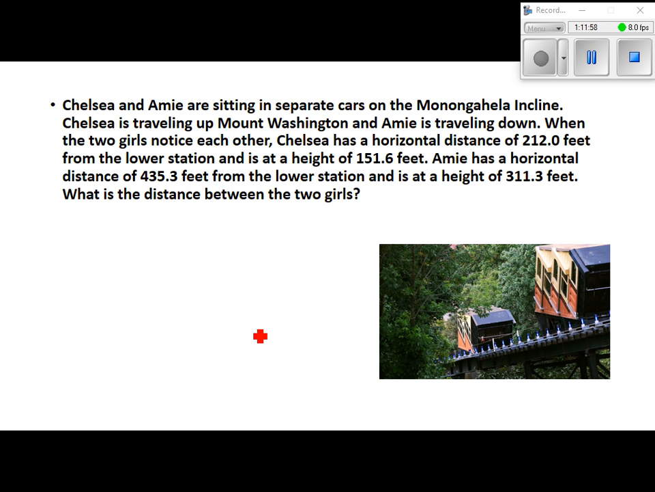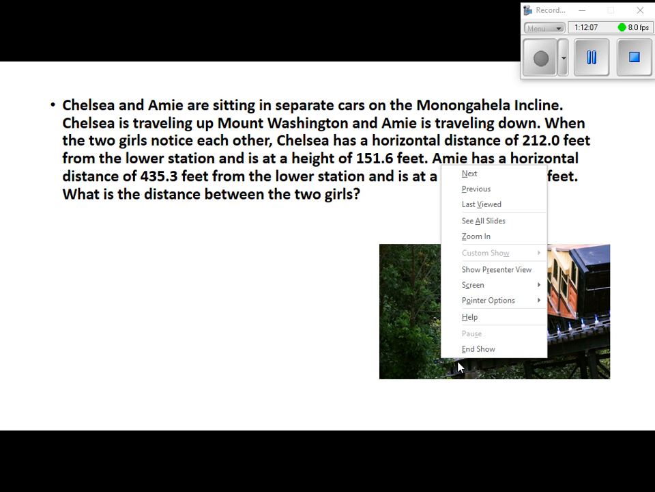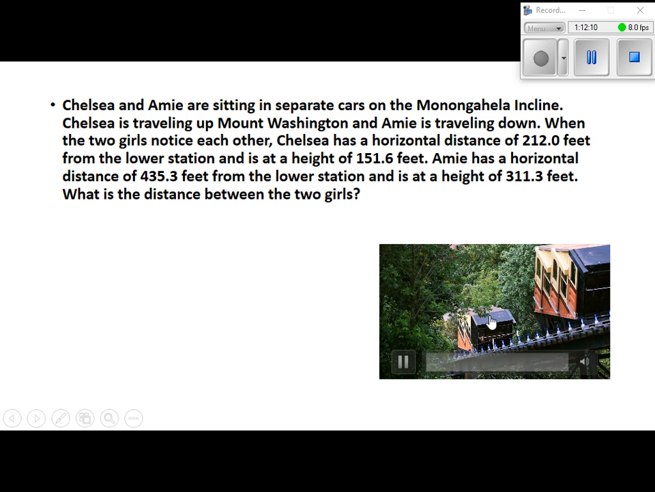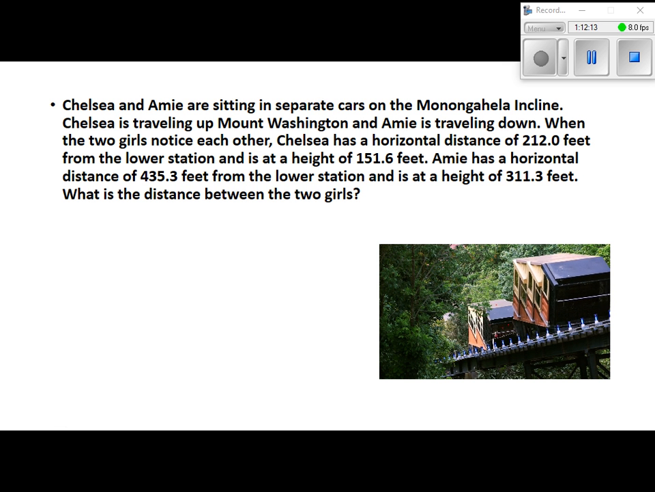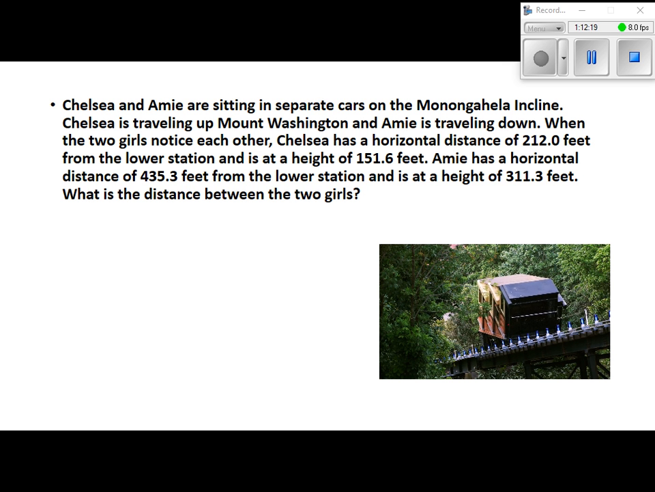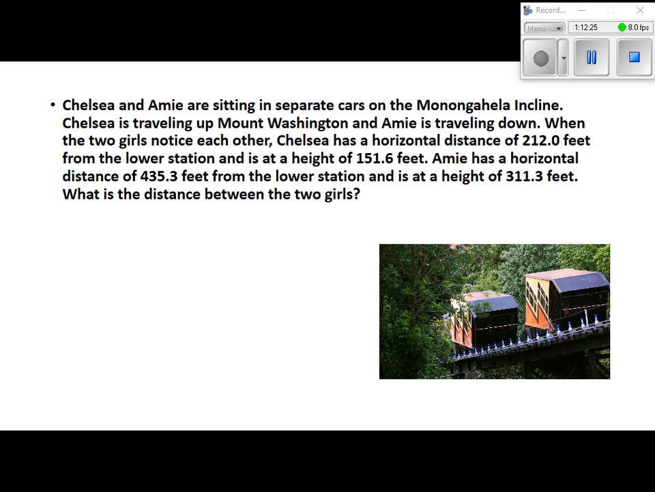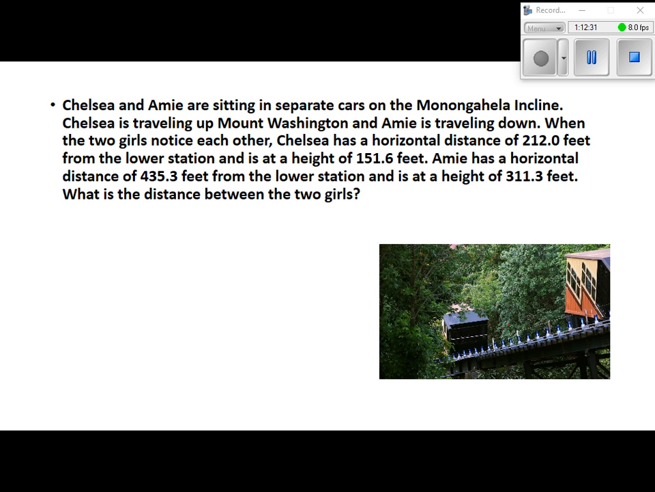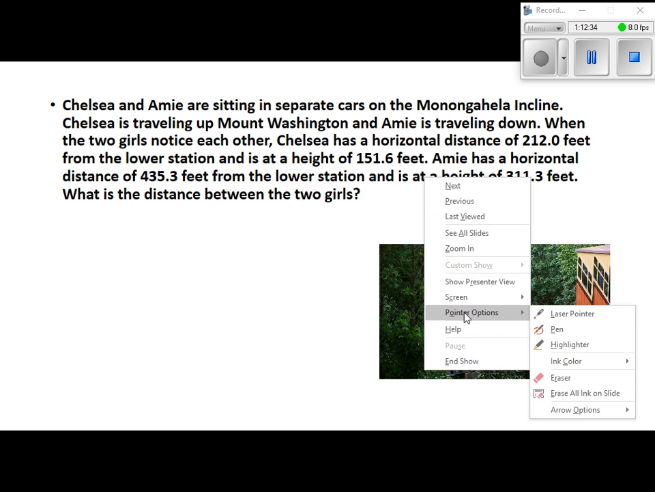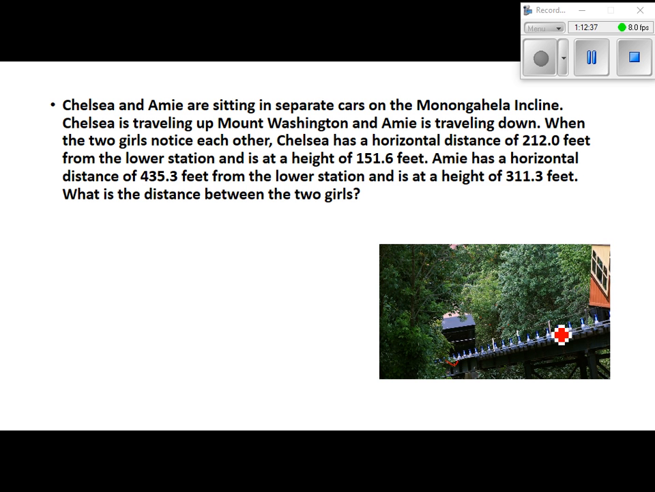First thing I'm going to do here, this is what it looks like if I can get this to work. Probably not. So they're passing each other in these cars. One's going up the hill, one's going down the hill. For some reason, they didn't notice each other when they were right here, which would be easy because they were 0 feet apart. They noticed each other when one was way up and the other was way down. We're going to graph this in a second. But for now, we're going to figure out the coordinates of the two girls.